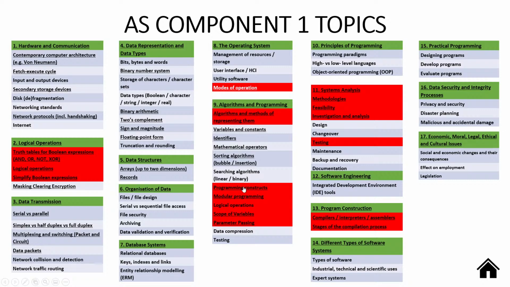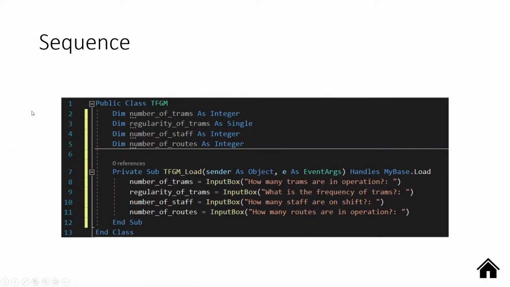So let's have a look then at programming constructs. There are three constructs at A level that you would come across. The first one being sequence, the second being selection, and the third one being iteration. The first one, sequence, is normally one that catches people out. The reason why is because you just don't consider it normally when you're programming.